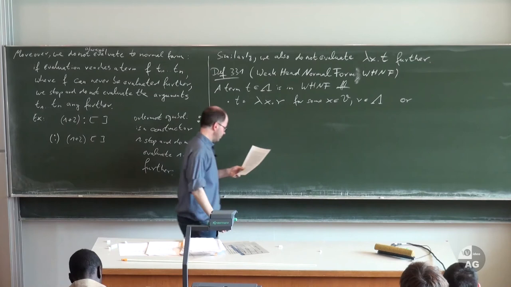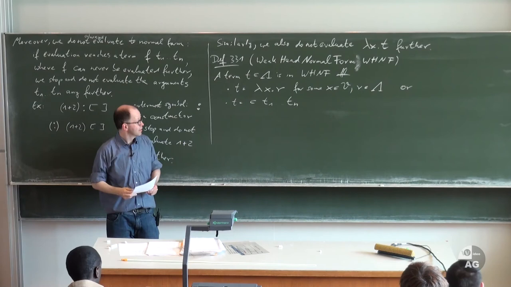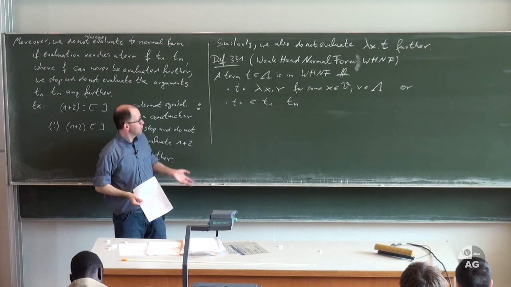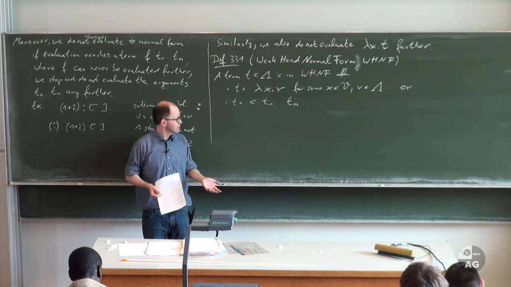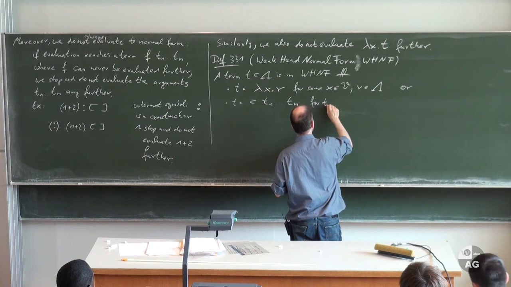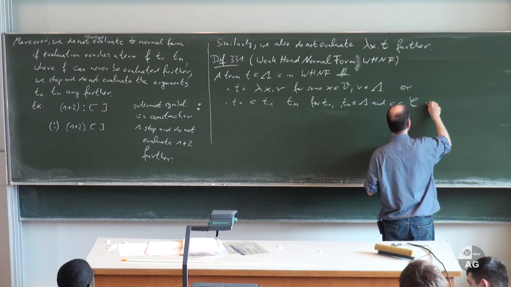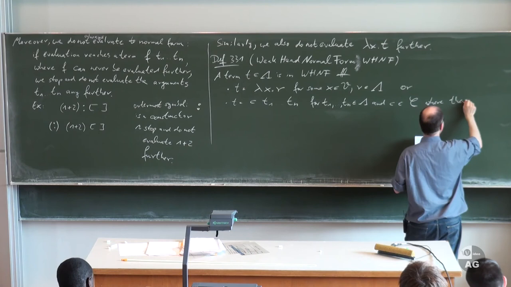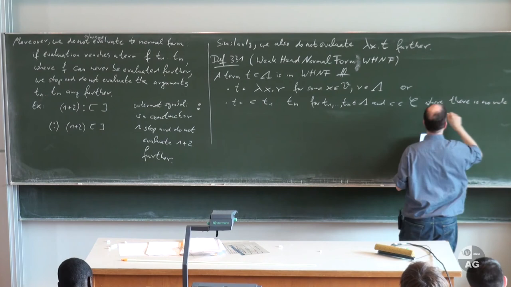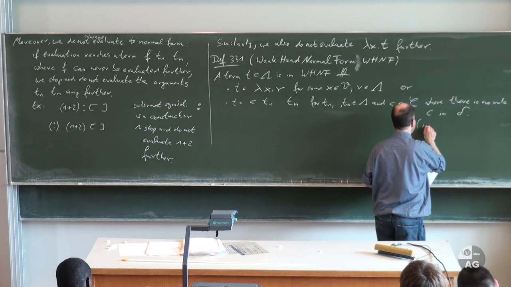Or it has the form c t1 to tn, and c is a constructor. Well, we don't have the notion of constructor anymore in the lambda calculus. But we know the delta rules. And the delta rules tell us how to evaluate certain functions. And if there is no delta rule for c, then c must be a constructor which cannot be evaluated further. So t1 to tn are arbitrary lambda terms, and c is a constant where there is no rule for c in the corresponding delta rule set. So delta is the set of rules that we have, and in this delta rule set, there is no rule for c. So this means c is a constructor.